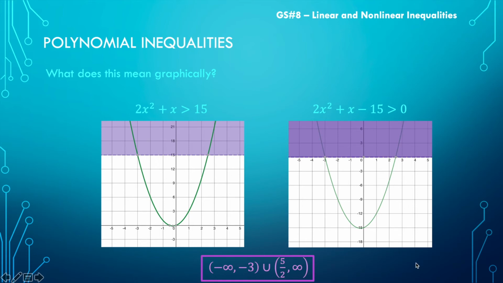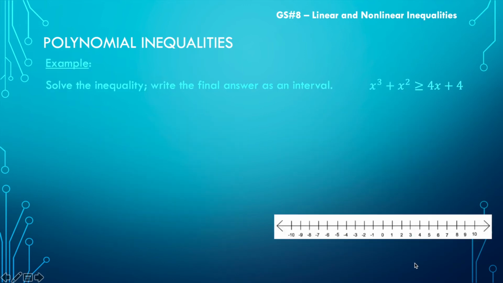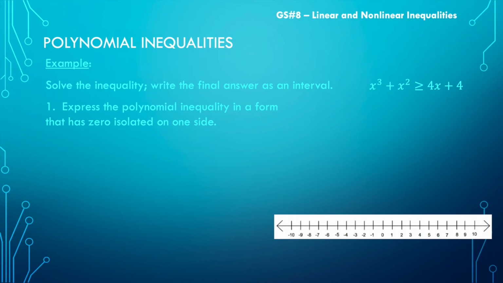Okay, one more example of polynomial inequalities. Here we go. This one's a little bit of a higher order, but it's not that much more difficult. It's about the same, really. So our very first step is to write this inequality so that 0 is on one side of the inequality symbol. So we're going to shift that 4x and that 4 to the left. Then we will end up with x cubed plus x squared minus 4x minus 4 is greater than or equal to 0.